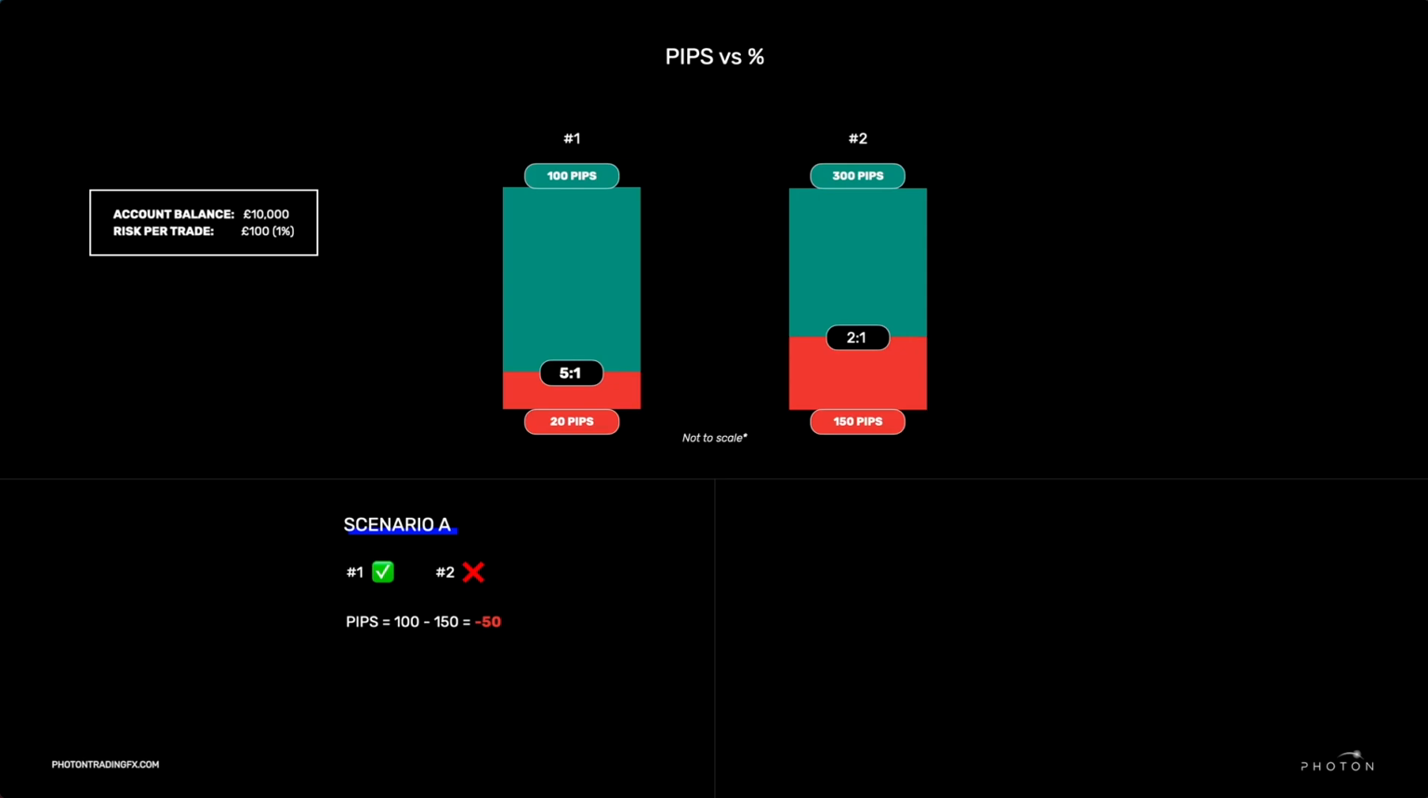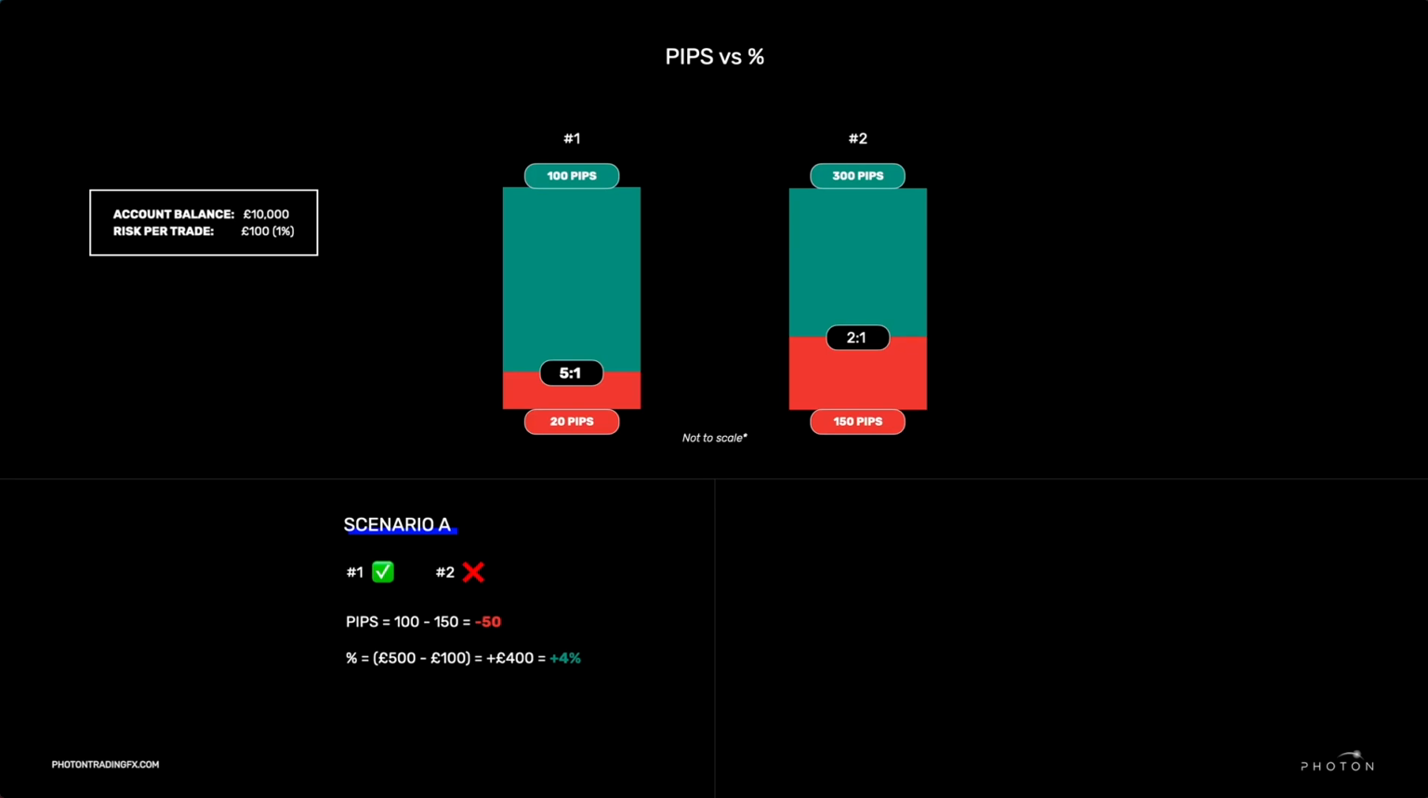But how much percentage of your account balance did you actually win or lose? So remember, the risk per trade is 1% of your account size, so £100 per trade. As the first trade is a winner, and it has a reward to risk ratio of 5-1, this means that you banked 5 times the amount that you risked. So you made a £500 profit on this trade, which is a 5% return. Now the second trade was a loss, so you just lose the 1% that you risked, which is a £100 loss. So across the two trades, the £500 profit on the first trade minus the £100 loss on the second means that you actually made a net profit of £400, which is a 4% return on your £10,000 account, right?